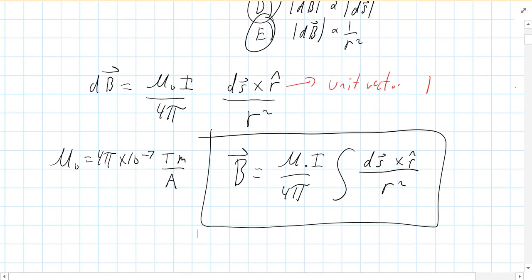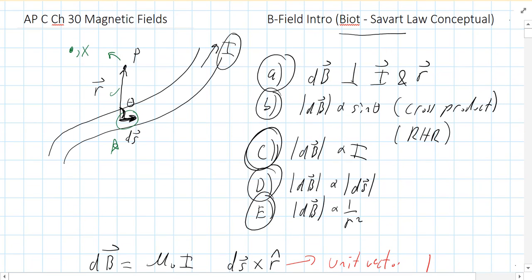Now, in the next video, we will focus on the direction of the magnetic field around this wire. At point P, we know the field is either out of the page or into the page. Well, which one is it? We'll do a few examples and talk about that.